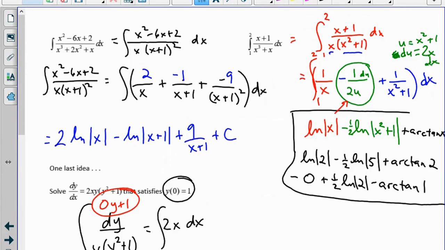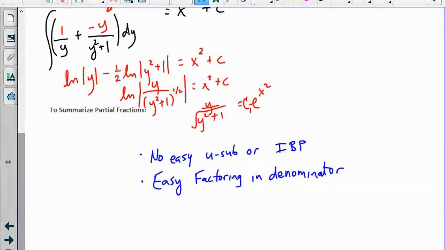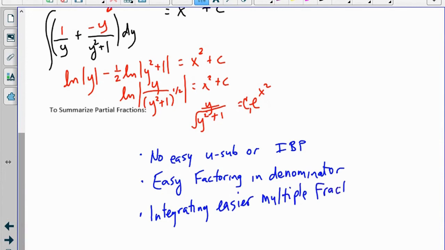And then after that, that makes the integrating easier, because it's easier to integrate when you have multiple fractions instead of one giant fraction. And then if you can't factor it, then you have to go back to the things that we might have learned earlier, like completing the square in order to turn it into an arctangent problem, or something along those lines.